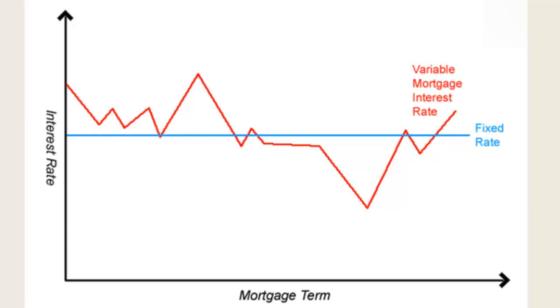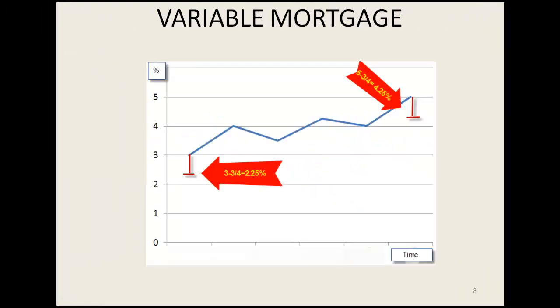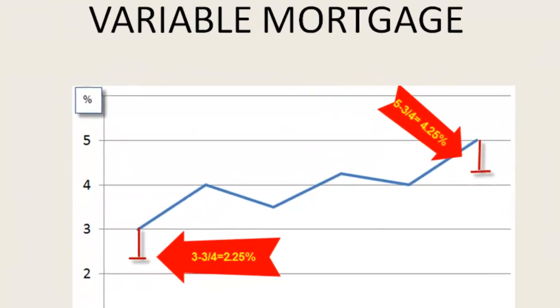Now, when we look at the variable mortgage, essentially a variable mortgage is a mortgage that works alongside prime. And in the last few months of making this video, you've seen prime currently sitting at 3%. So in the last few months, you've seen deals out there where you could get a 5-year variable mortgage at prime less 3/4 points.